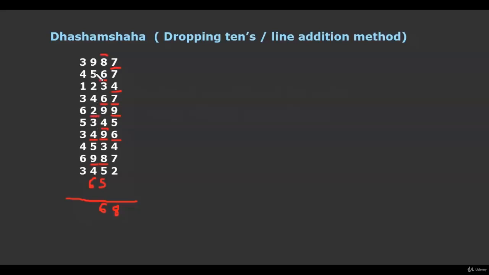9 plus 5 is 14. So we drop 10 over here, carry 4 to the next number. So 4 plus 9 is 13. Drop 10 over here and 3 is the final remainder. And the number of tens are 2, 4 and 1, 5.